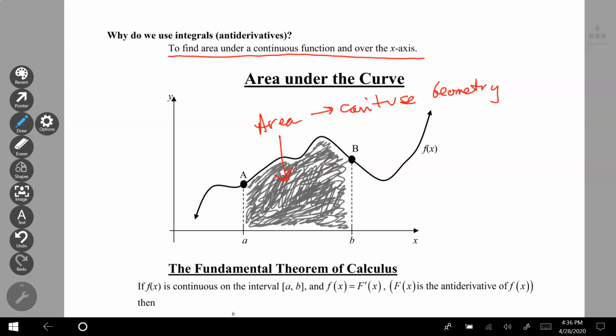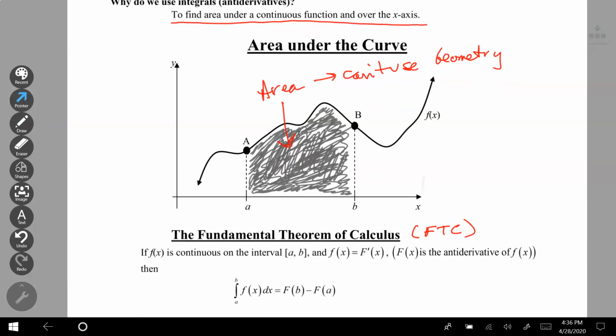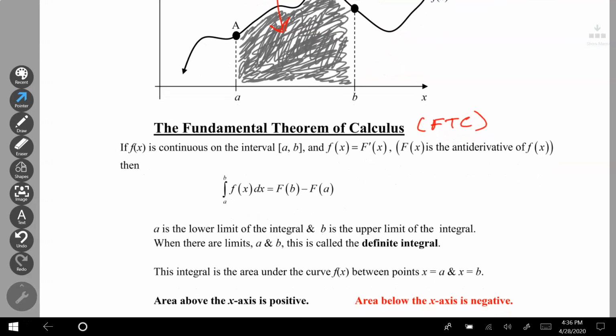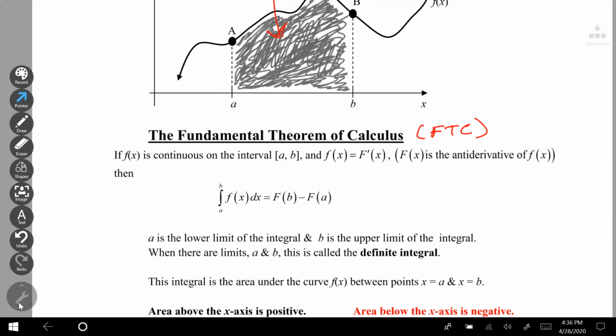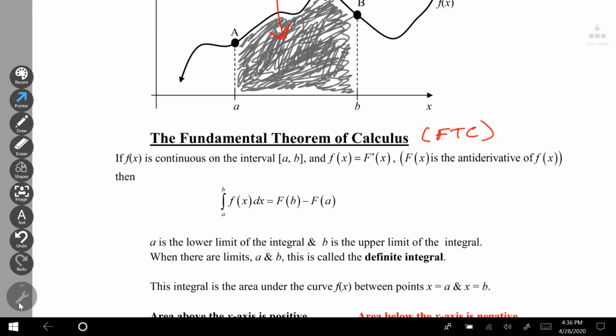That is no geometric shape that I can take as derivative. So I'm going to use calculus, and we're going to use something called the fundamental theorem of calculus, also known as the FTC. What we're going to do is talk about how I'm going to do my antiderivative like I've been doing and figure out what is my area.